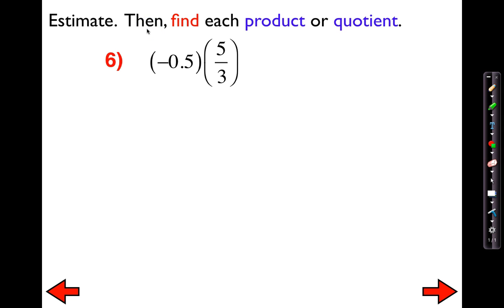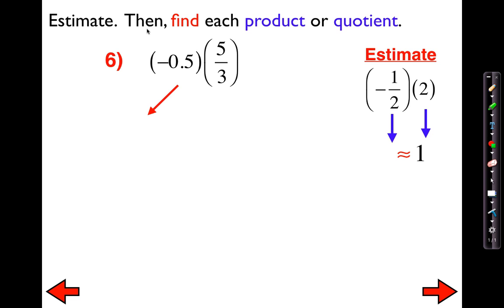So for number 6, we have negative 5/10 times 5/3. Quickly, let's go ahead and estimate. I'm going to say the negative half is negative half, and I'm going to estimate 5/3 to be around 2. So if I multiply that, that should be around a negative 1. Okay, so notice this is missing a negative. Let's put that there. There you go.